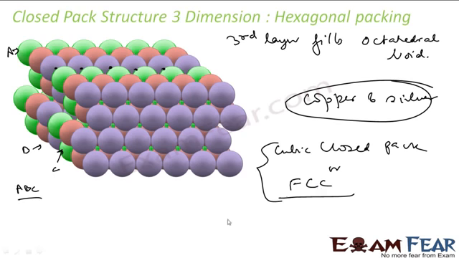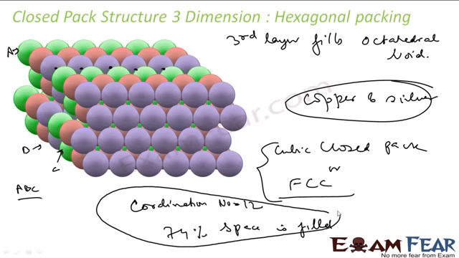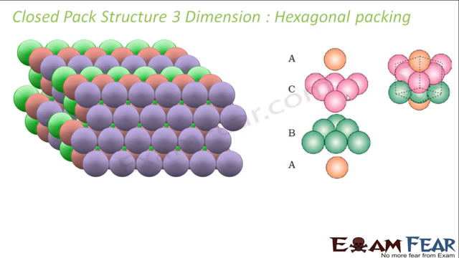Here also the coordination number is 12, and here also almost 74% of the space is filled. Same as hexagonal closed packing. This is same. But the name is different: cubic closed pack or face centered closed pack. We'll derive these values later. This is how it looks. If you see, this is my layer A, layer B, and layer C. Again layer A, and this is how you get this picture. If you merge this, you get this picture.